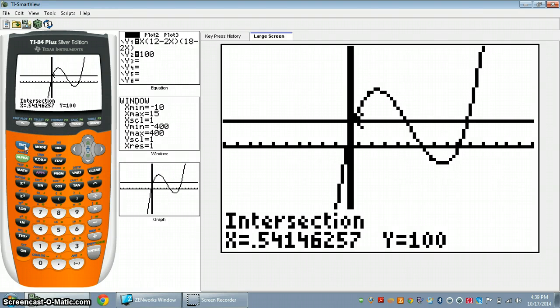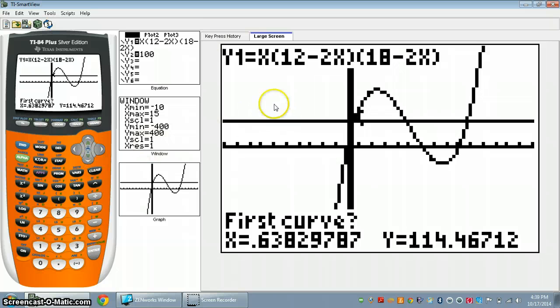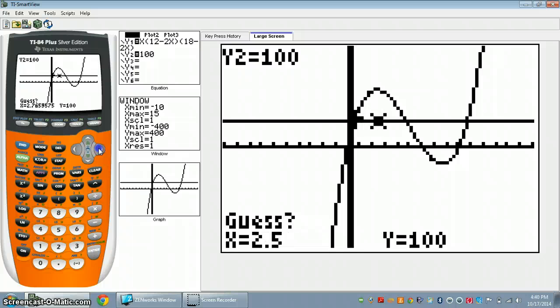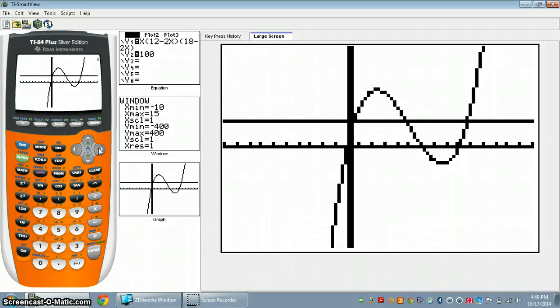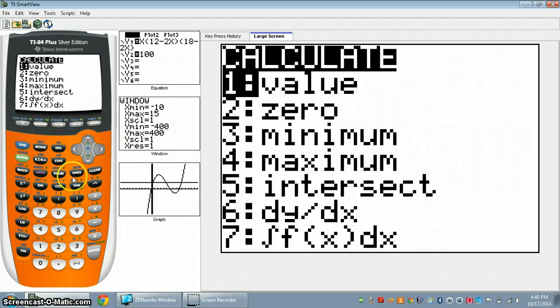Again, how do you find out all of the heights? You do second trace, go down to number 5, press intersect. Is this your first equation? Push enter for yes. Is this your second equation? Push enter for yes. And now we want to guess our second intersection point, which is over here. And it turns out that if we made our box 4.76 inches in height, then the volume would be 100 inches cubed. And we could do it for our third intersection point.